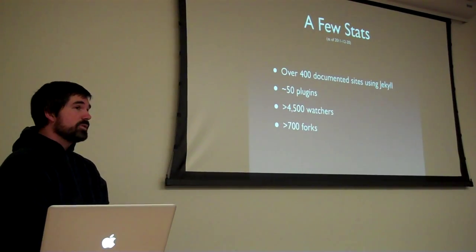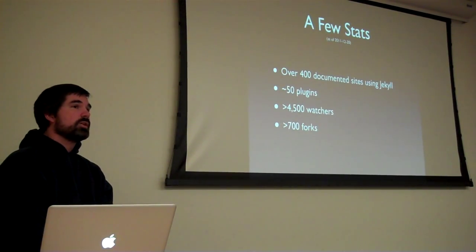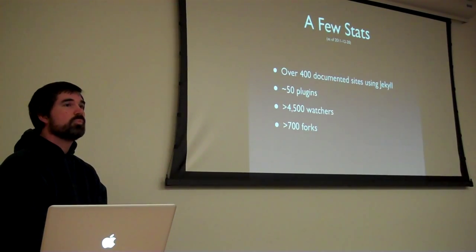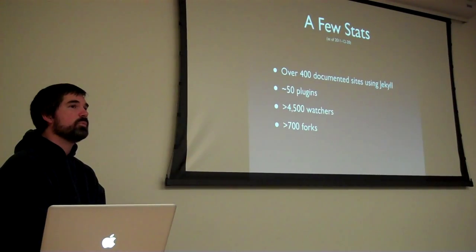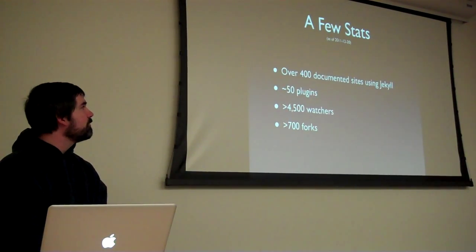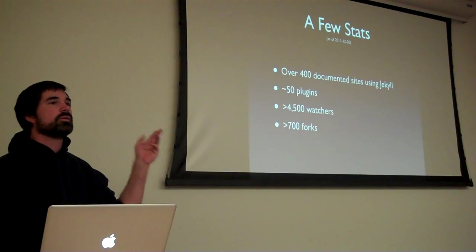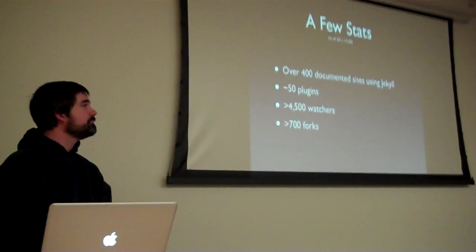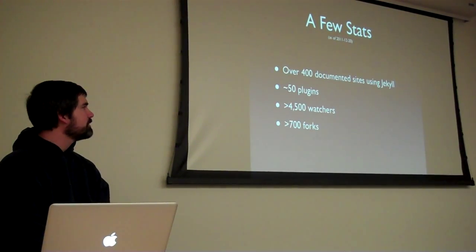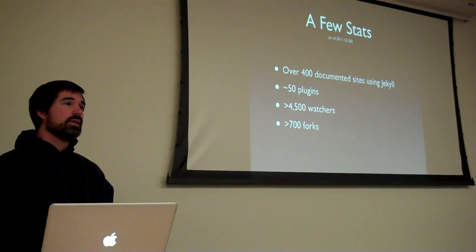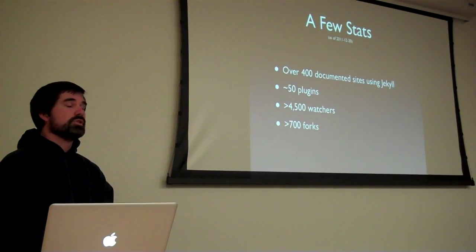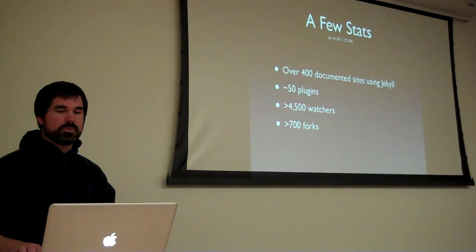On the GitHub repo itself, there are about 4,500 people watching the repo, which is pretty good, and that's quite a few people. So I'd imagine that the 400 documented sites is actually lower than the number of people that are actually using it or have used it for something. And then there are about 700 forks of it as well. So people are taking it, they're modifying it, and contributing back those changes to Jekyll, which is, of course, great for open source projects.